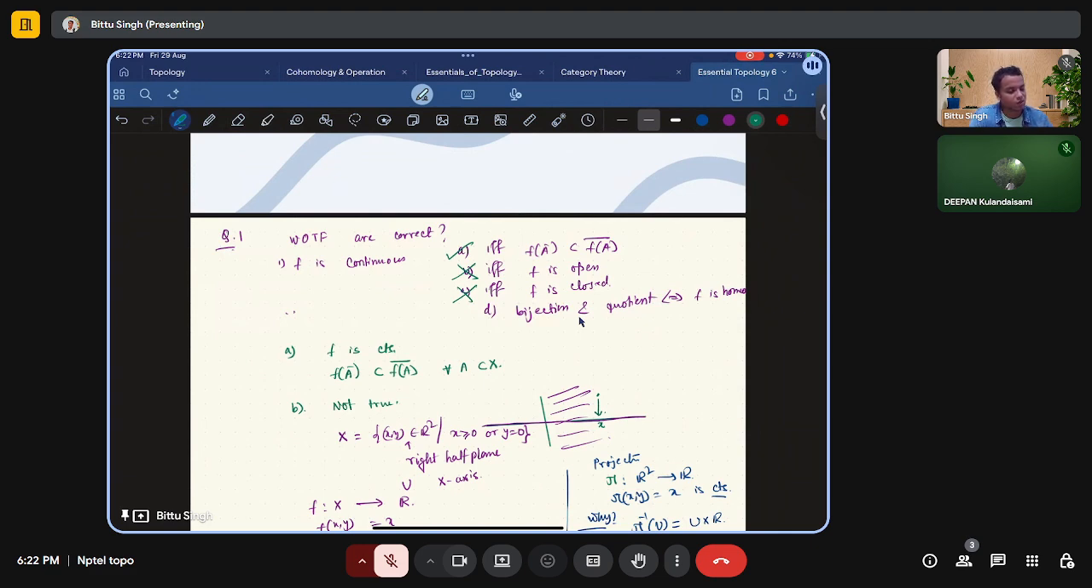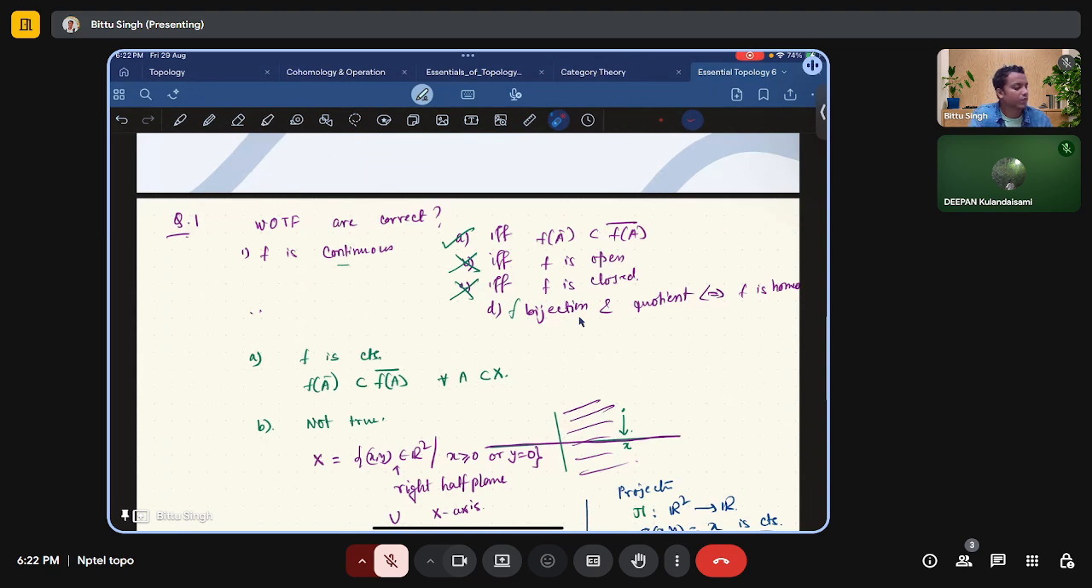We can prove this using f inverse of U is open if and only if U is open by this criteria. Now, what about option D, bijection plus closed? Given f is continuous, now f is also bijection and closed. Then will it be true that f is homeomorphism, and what about the converse? So the converse is easy to see, right? Something is a homeomorphism means there exists a map in the reverse direction such that g compose f is identity and f compose g is identity.